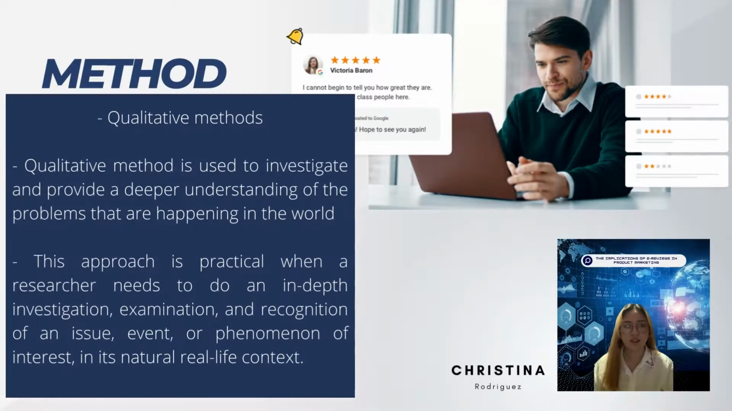For the method, in this research about the implications of e-reviews in product marketing, the researchers would be utilizing qualitative methods. A qualitative method is used to investigate and provide deeper understanding about the problems that are happening in the world. Its purpose is to give answers to the hows and whys, which are open-ended questions. It is the best option since the goal is to satisfy the curiosity and address the interest about the research topic through understanding the gathered participants' experience, perceptions, and behavior.